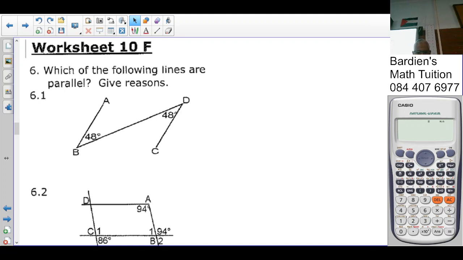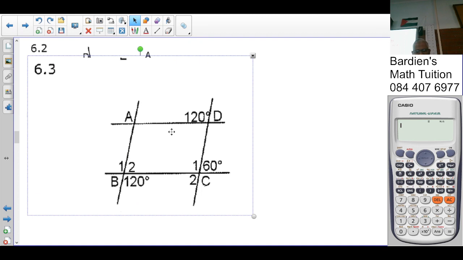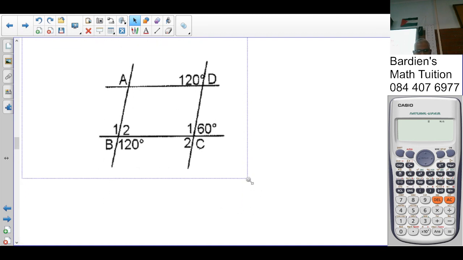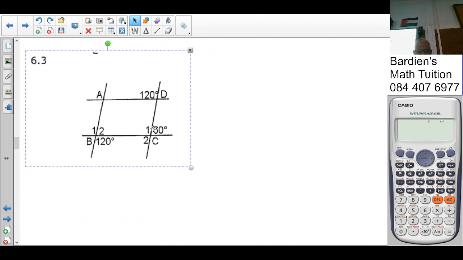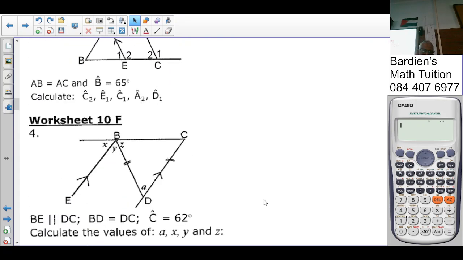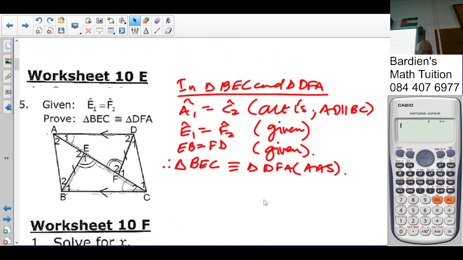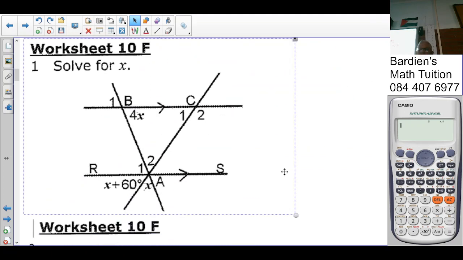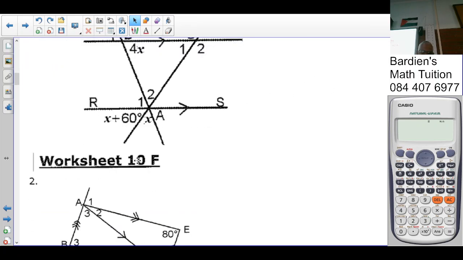You guys finish? Okay. Here we go. 10F. You guys ready? Yes. Okay. 10F.